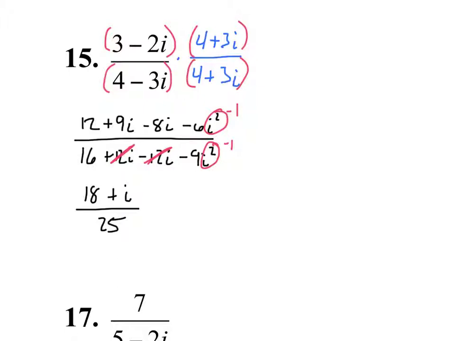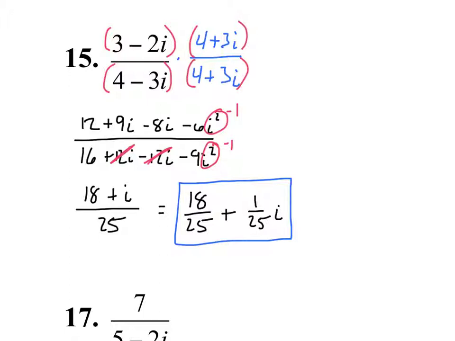All right, so we're almost done. I'm going to rewrite my answer here in proper complex number form. So I have 18/25 plus 1/25 i. Now remember, had you left that i over 25, same thing. What goes into both 18 and 25 evenly? We definitely should reduce if we can, and in this case we can't.